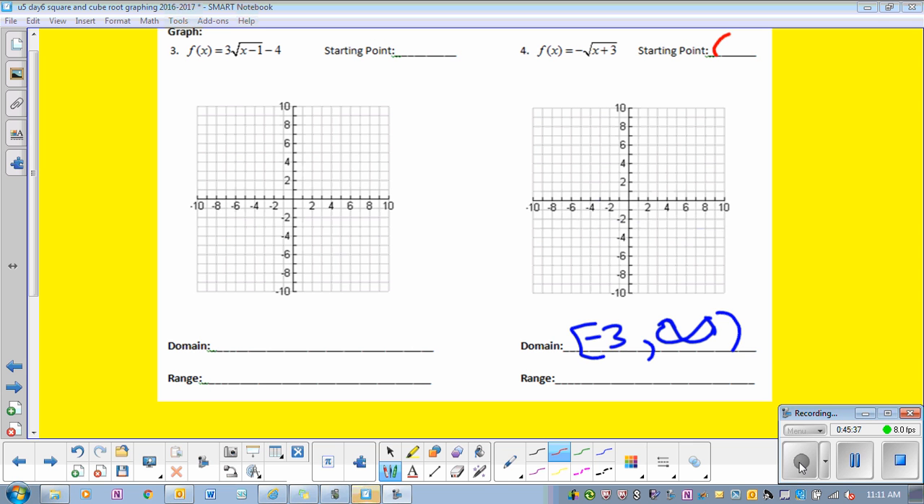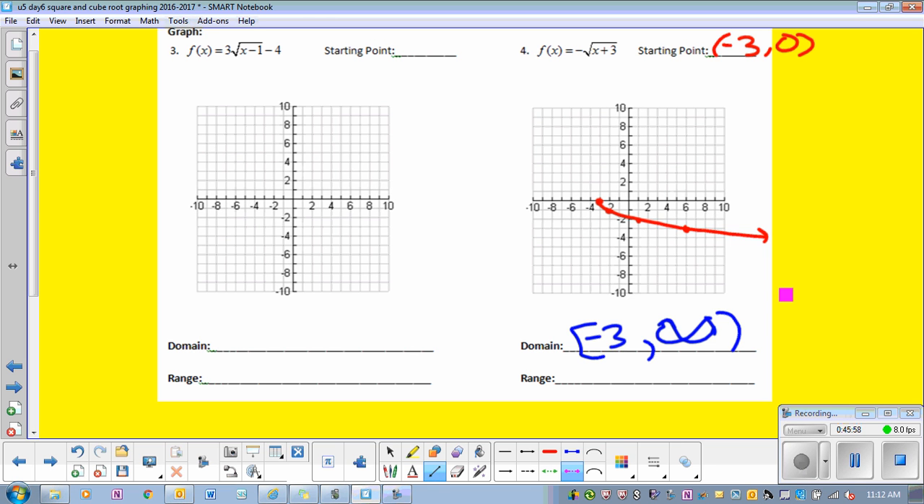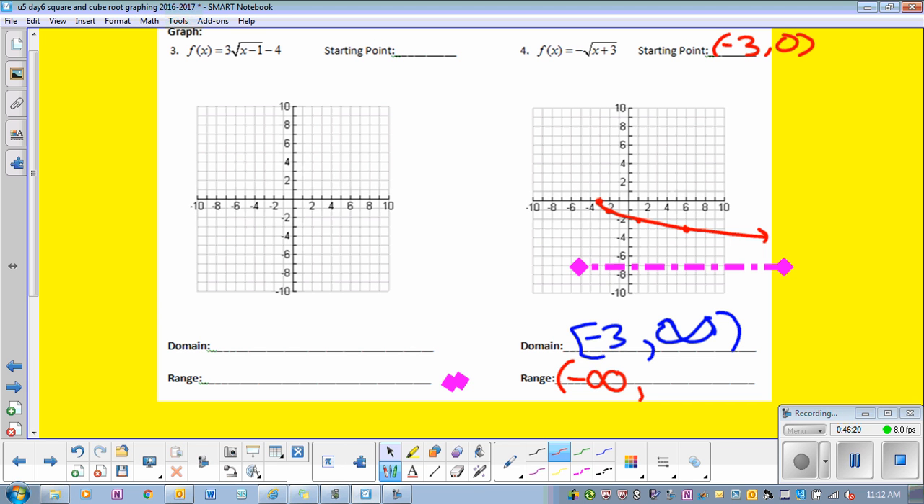Your starting point is at -3, 0. Yes? Your graph looks like that. The reason why the range felt so weird to you is because your graph is flipped. It's okay if your graph is flipped because here's your starting point, and your graph goes below that. Where's that graph going? To negative infinity. And remember, negative infinity is always on the left, never on the right. So you're starting from negative infinity, and then this graph goes all the way to 0. So you had the right numbers, you just didn't have them in the right order, which is better than not knowing at all. Just remember the order. You always go from the bottom to the top.